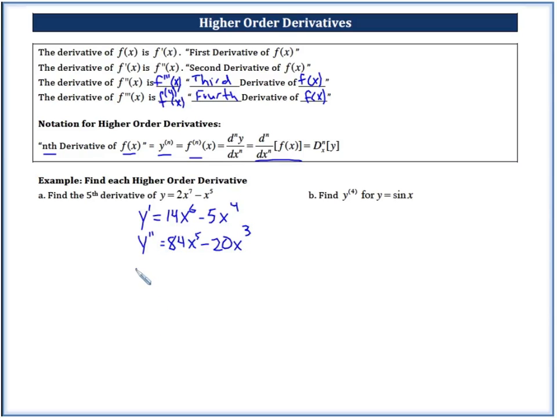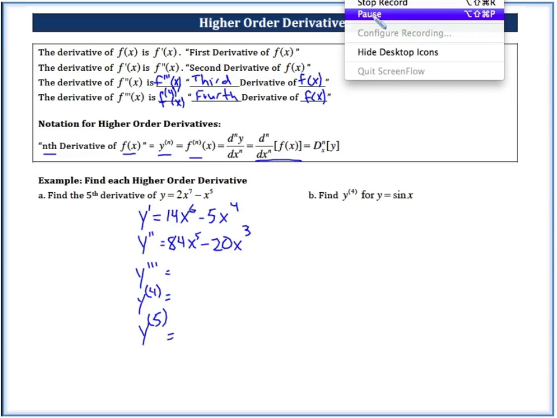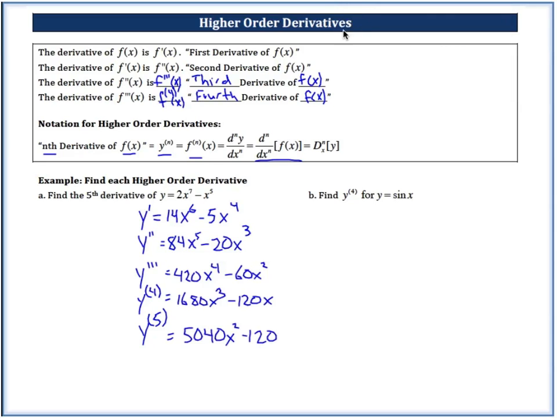So go ahead and find y triple prime. Go ahead and find the fourth derivative, and then go ahead and find the fifth derivative. When you're done, come on back and check your work. So pause the video. Alright, welcome back. So you can check your work on the multiplications there, and this is your fifth derivative.